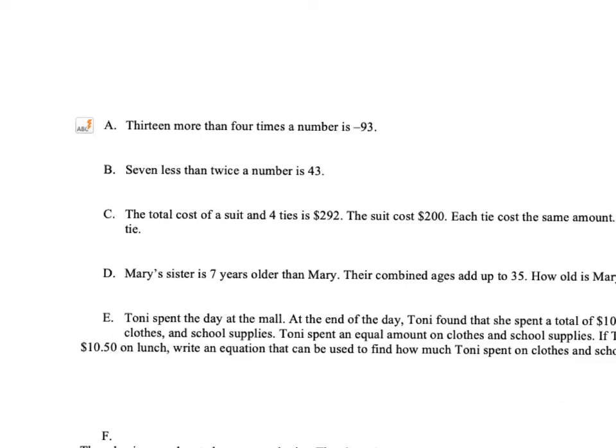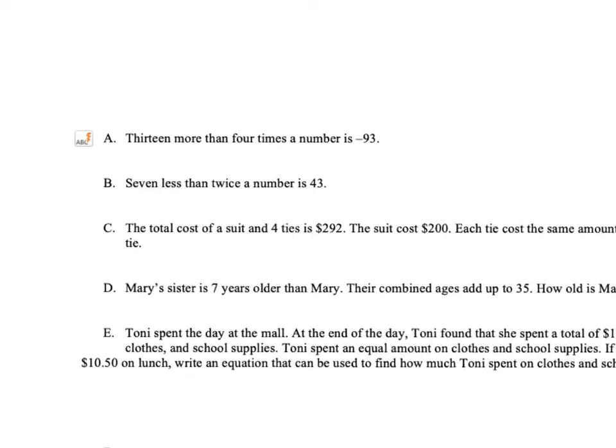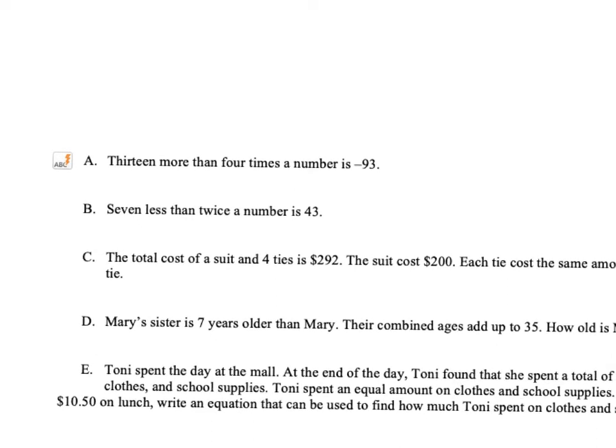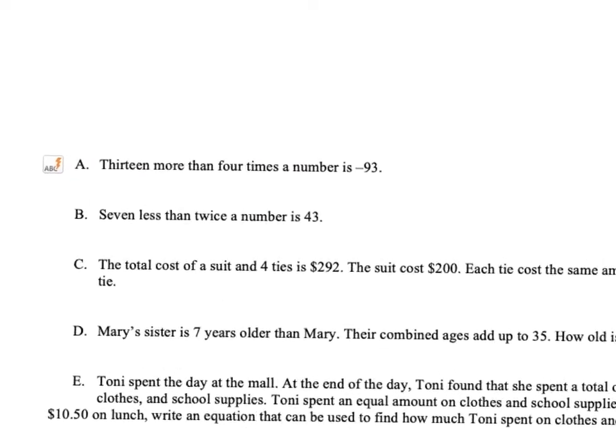So remember that a two-step equation requires two steps to solve for your missing variable. And remember that every equation has an equal sign, and what it means is that you are setting two things equal to each other. And remember that we are also solving for an unknown. So with that being said, let's jump in with letter A.